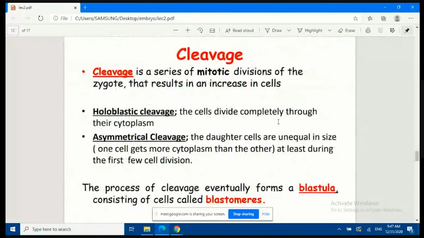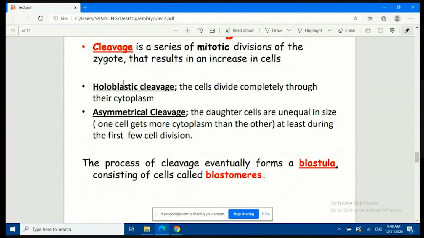زين نبي على تعريف الكليفج اللي هو series of mitotic divisions، وهذا الناتج هو increase in cells. تمام. ممكن أغير إنه هو series of meiotic divisions، طبعا خطأ، هو mitotic divisions. ممكن نقول results in a decrease in the cells number، طبعا خطأ. لازم تفهم إنه increase in cells معناه عملية انقسامات. ممكن أسألكم characteristics of the cleavage: حتقولوا لي holoblastic and asymmetrical.